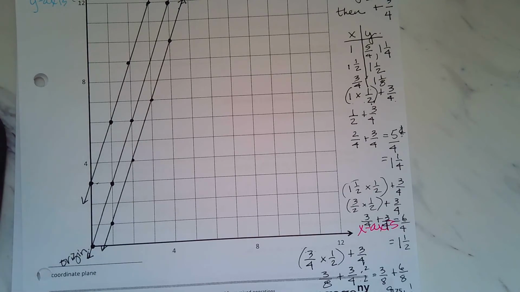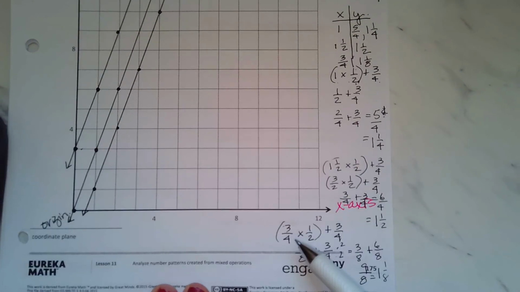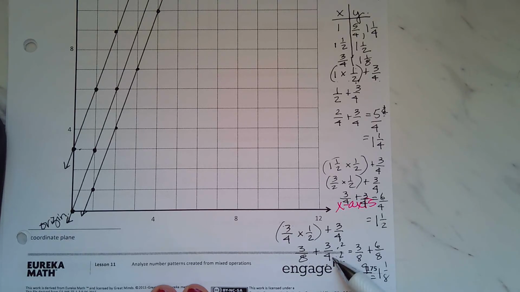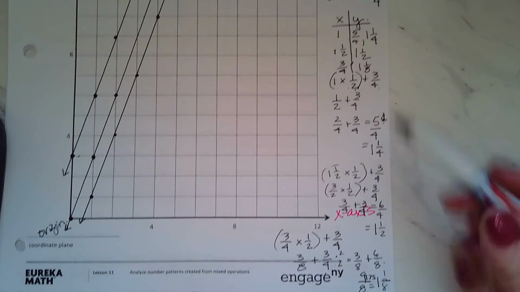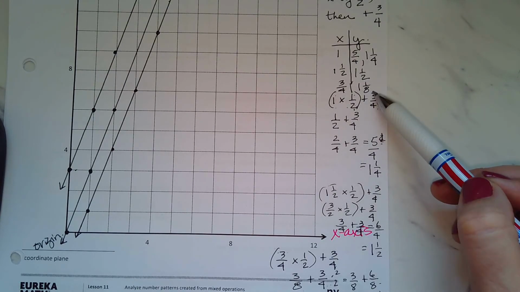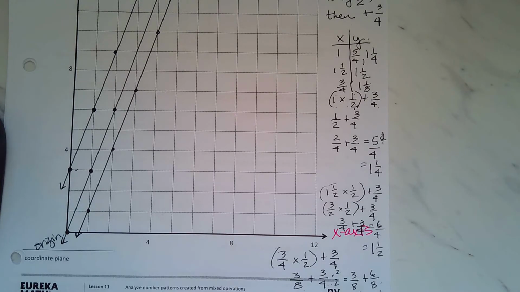All right, so I went 3/4 times 1/2 plus 3/4. So 3/4 times 1/2 is 3/8 plus 3/4. Well, I can't add those because they don't have common denominators. So I have to change it. So it's 3/8 plus 6/8, which ends up being 9/8, which reduces down to 1 1/8. So 3/4 is your x coordinate, and 1 1/8 is your y coordinate.